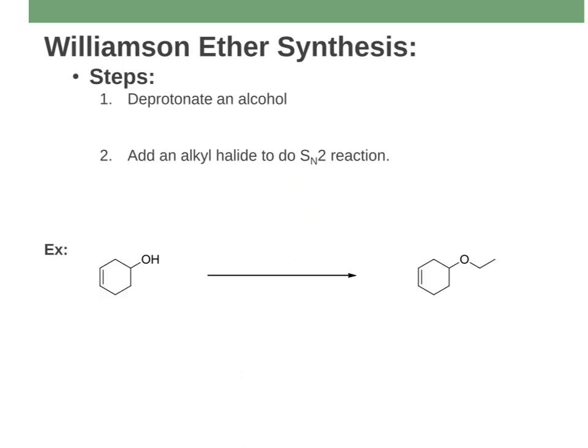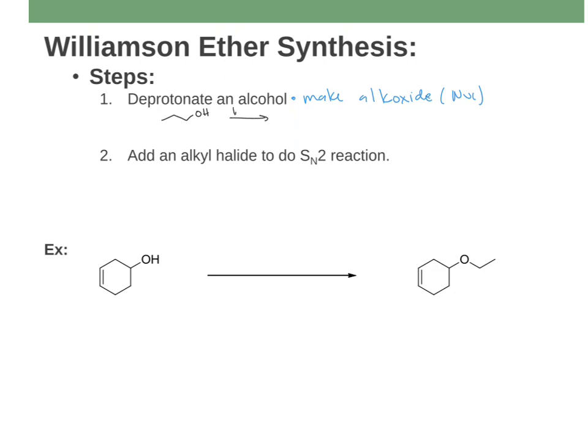So let's look at this. Classically, the Williamson ether synthesis is two steps. One, first you have to deprotonate the alcohol, because the idea is that you need to make the alkoxide, which is our good nucleophile. And so you're going to do that with, I'll just use propanol here.